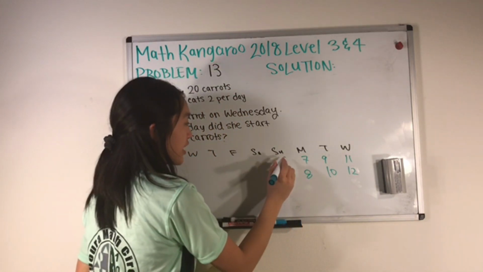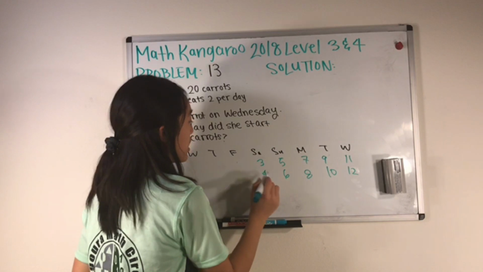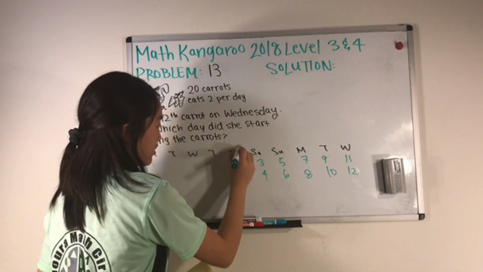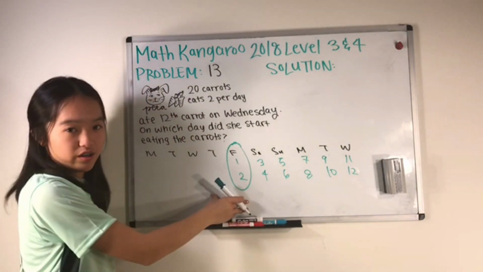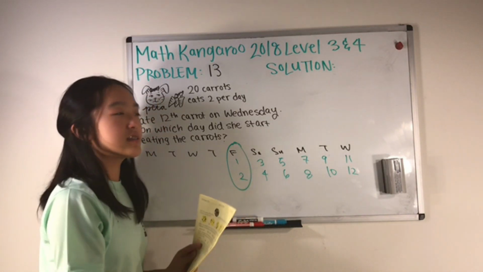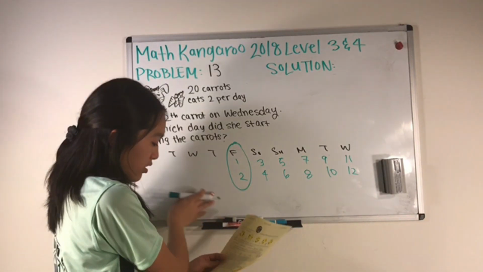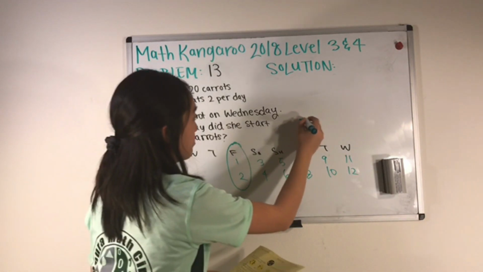On Sunday, she ate her 5th and her 6th. On Saturday, she ate her 3rd and her 4th. And on Friday, she ate her 1st and her 2nd. So Friday is the first day that she started eating. And I would recommend this charting method because it's a lot more efficient and less likely to produce an error. So now that you know your answer is Friday, you can get the answer of letter E.